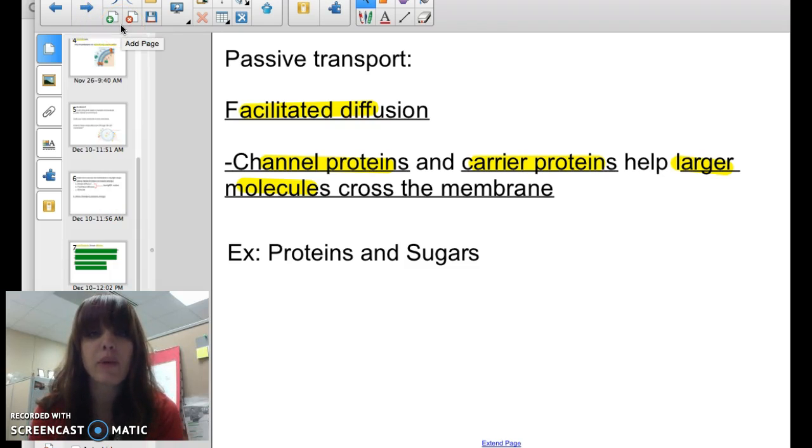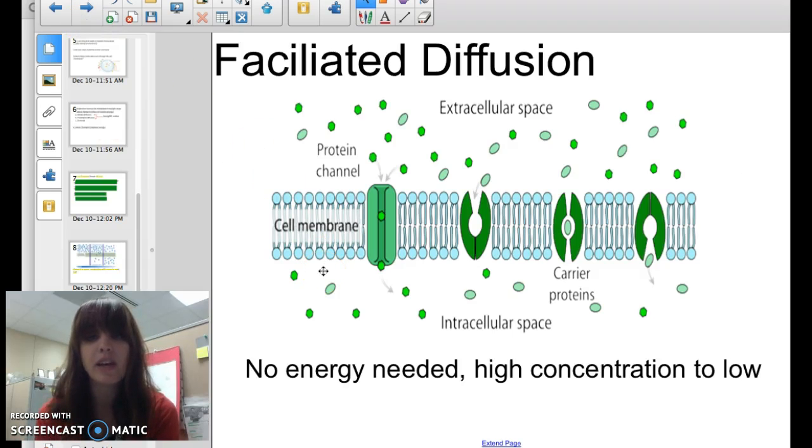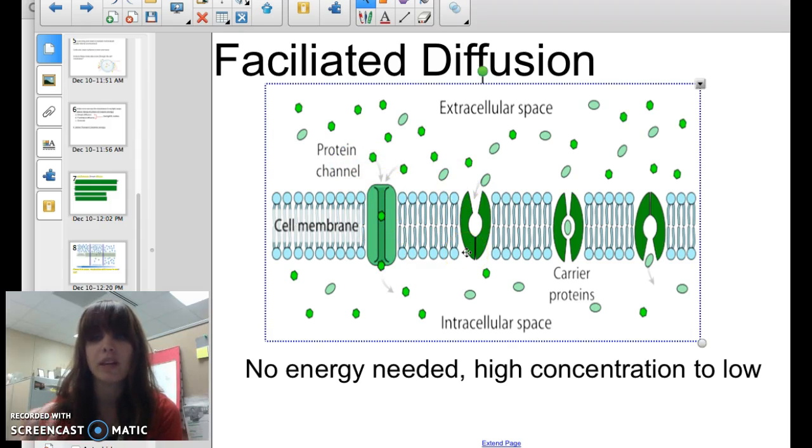Now, if there's molecules that are bigger, too big to just diffuse through the membrane, it's going to get help with channel proteins. So this is called facilitated diffusion. So thinking about the word facilitate, to help. These channel proteins are helping these larger molecules across the membrane. And so larger molecules like proteins and sugars rely on this to get into the cell and out of the cell. And so you can see there's no energy needed. It's still going from an area of high concentration to low concentration, but instead of going through the membrane, it's going through these little protein channels that kind of act like doorways in and out of the cell.